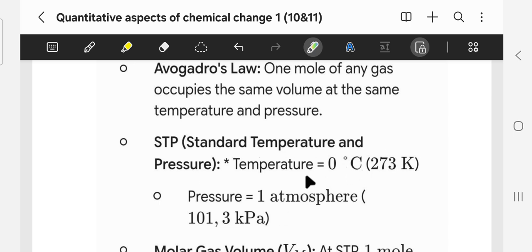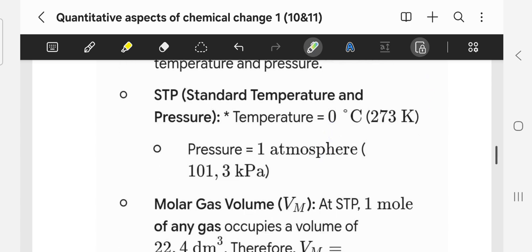You do not have to worry about these values, because they are given to you when you are doing your calculations or writing your exam or test. They are at the back of your information sheet, so you don't have to memorize them. You just have to know that these are applicable when you are making an application of Avogadro's law.